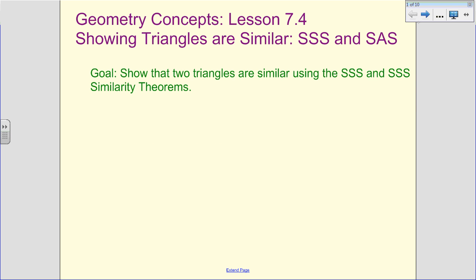Ladies and gentlemen, let's take a look at lesson 7.4. We're going to show that triangles are similar using side, side, side, and side, angle, side. So once again, we're looking at things very similar to what we did in chapter 5, only we're not necessarily going to show that our sides are congruent anymore. We're going to start making sure that they're proportional.